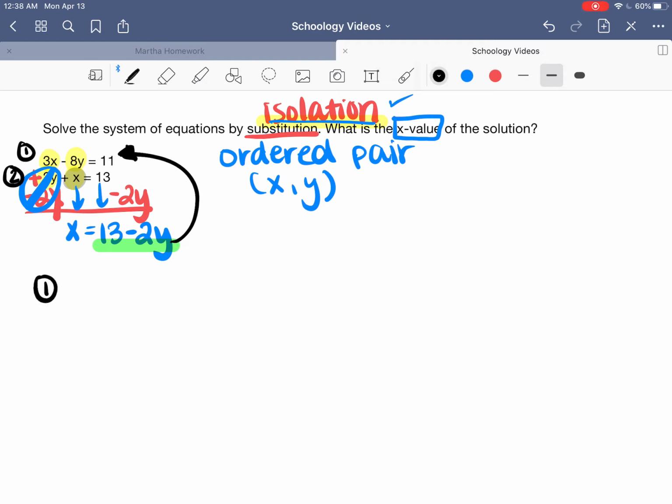So let me write down equation 1 again. We got 3x minus 8y is equal to 11. So anytime I see that x, what am I going to replace it with?